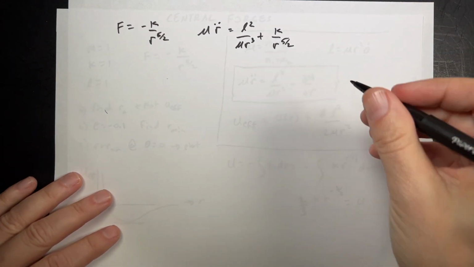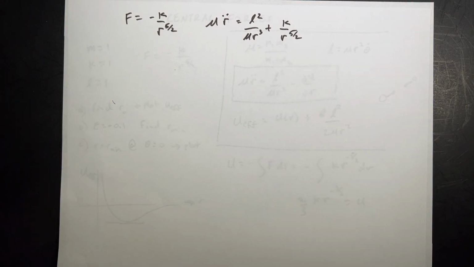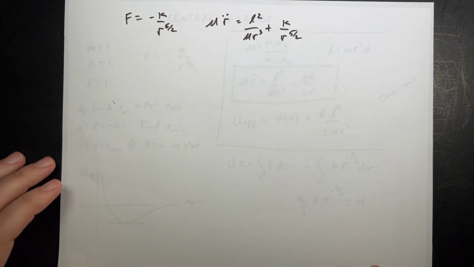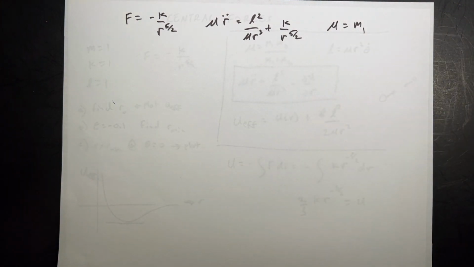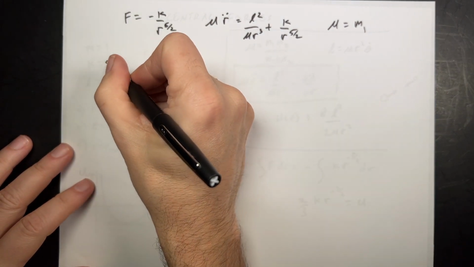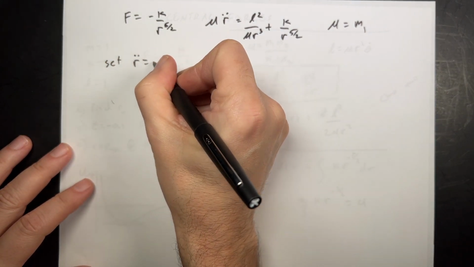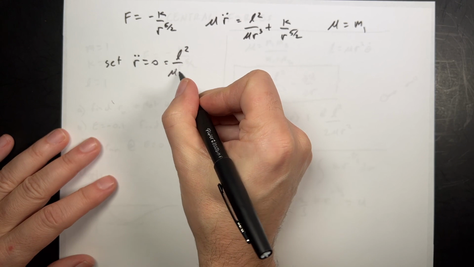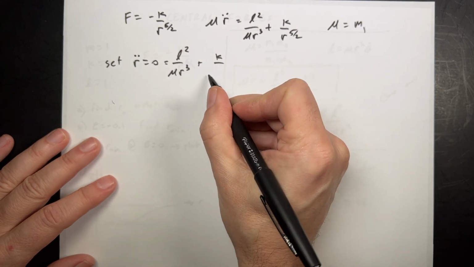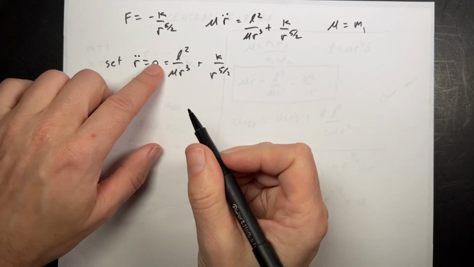Now, I guess the first thing we should do is find mu, which is pretty easy. The problem says a particle of mass. So if a particle, it's like the other object has an infinite mass, I guess. I think the main thing is mu is just going to be m1. I'm trying to think if the reduced mass, yeah, that's true. Yeah, mu is just m1. And then I'm going to set r double dot equal to 0. So that's going to be equal to L squared over mu r cubed plus k over r to the 5/2 is equal to 0.